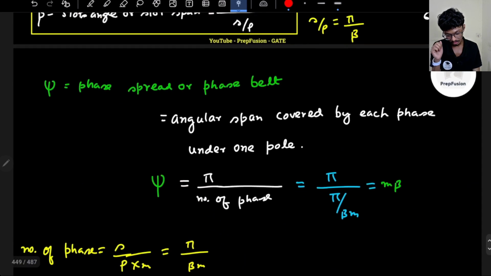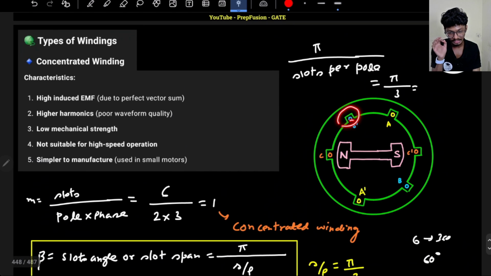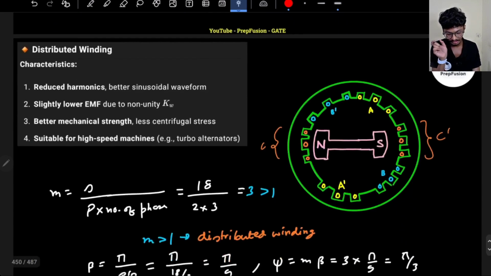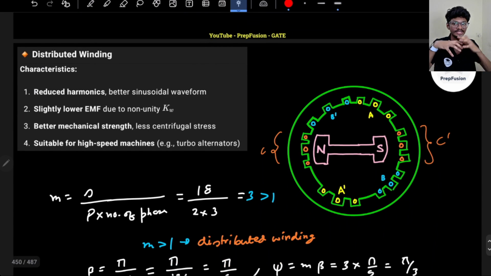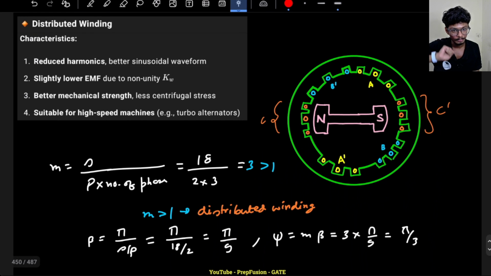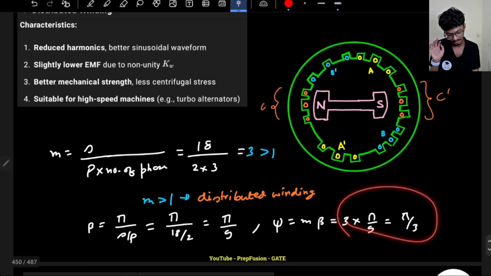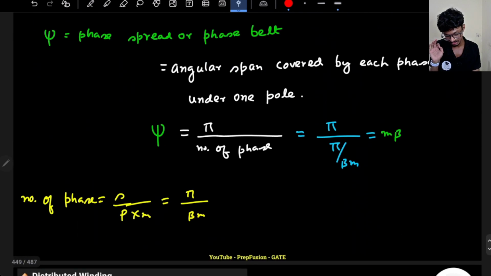But here all of the windings were concentrated in one place. All of the turns were concentrated in one point, but here it is distributed. So it will be more sinusoidal, but overall the magnitude will be lower, just like the pitch factor. So phase spread will not change. Here also it is pi by 3.